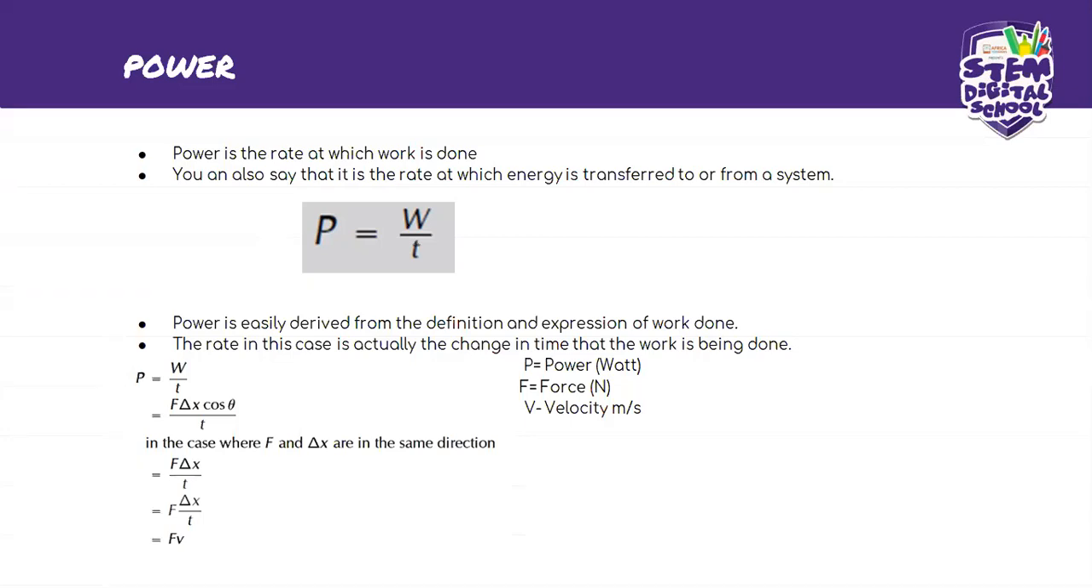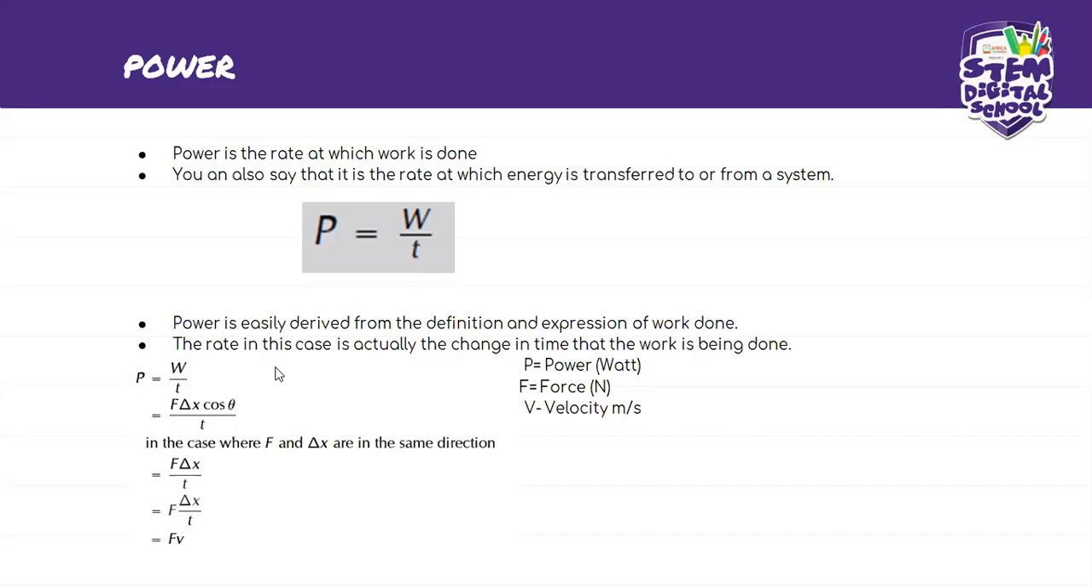Power is easily derived from the definition and expression of work done, because work done comes in different ways. It could be work non-conservative, work conservative, net work, or friction work. It could be anything. So this is an expression, and the power is derived by this expression, but now it races against time.